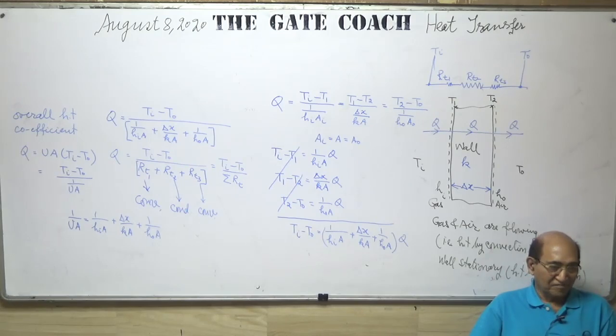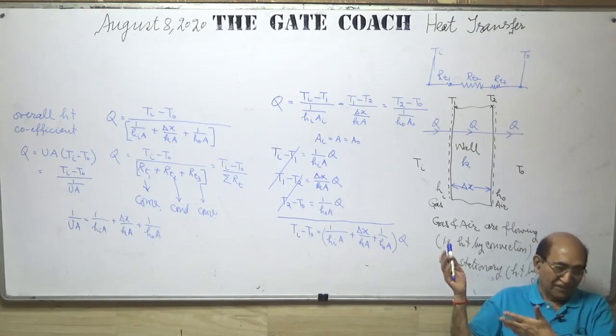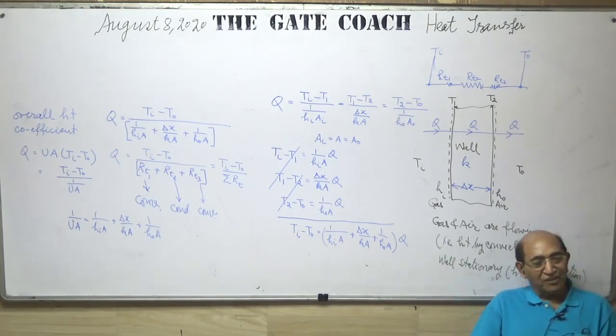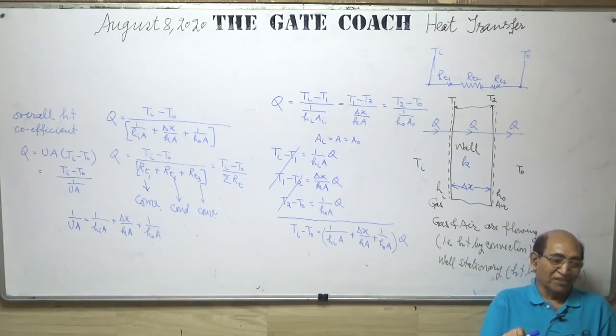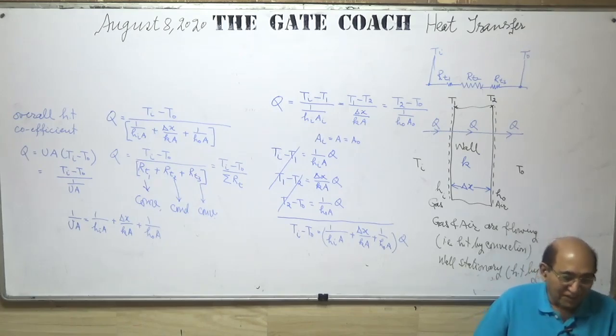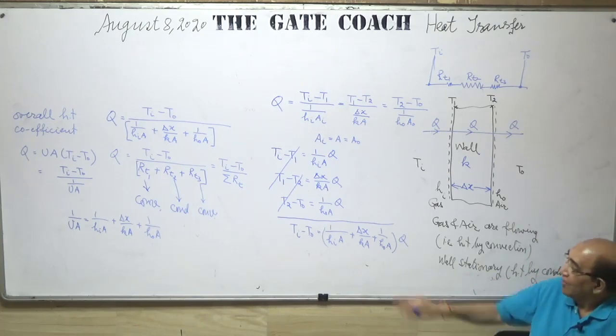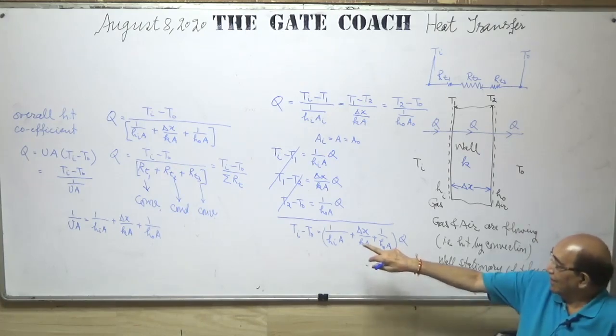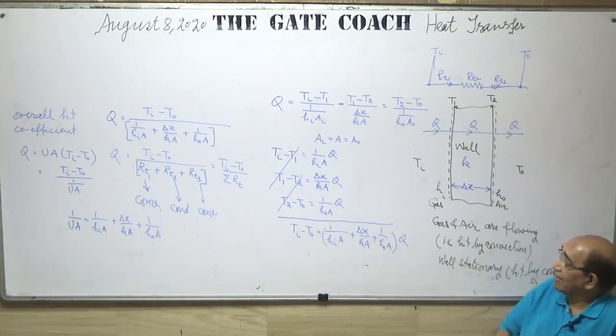Anything else? Sir, when is the overall HT coefficient used? Well, when a question is given like this, he asks you to calculate U. And many times U may be given. You may be required to calculate the thickness. As I stated, T1 and T2 are also to be calculated. From this equation, everything is known, Q is calculated.